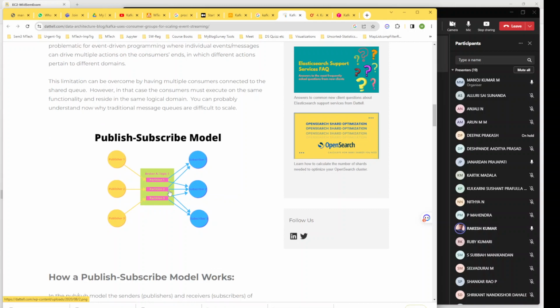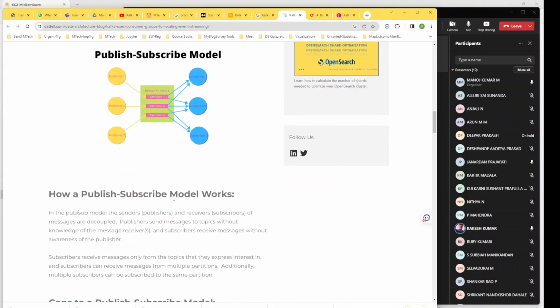No, Manoj, one consumer can connect to multiple topics. We can connect multiple topics, even multiple partitions, but not to the same partition copy, like partition 1 and partition 1 copy. That is not allowed.